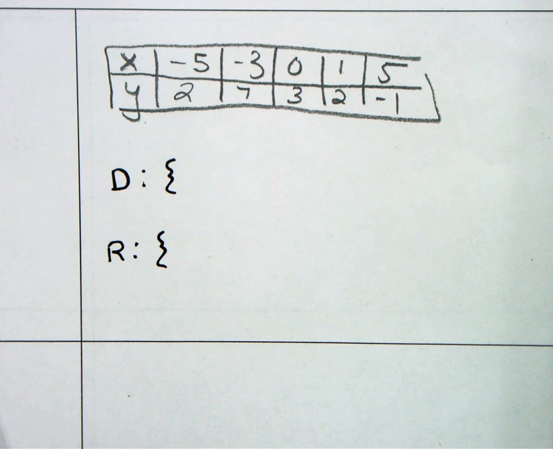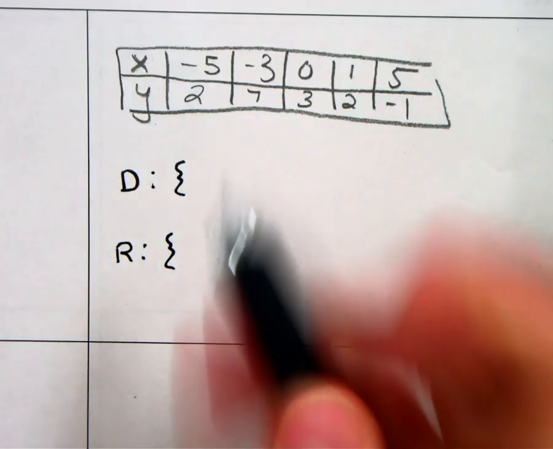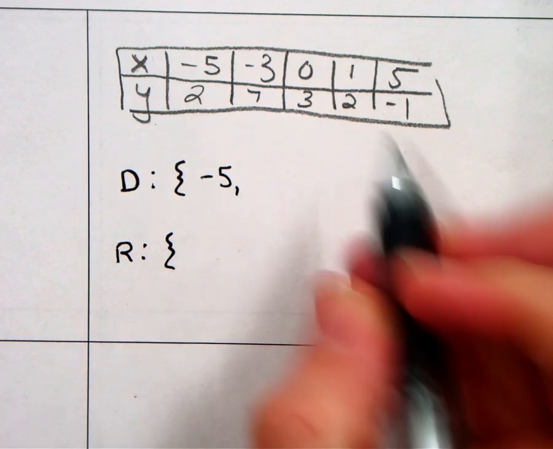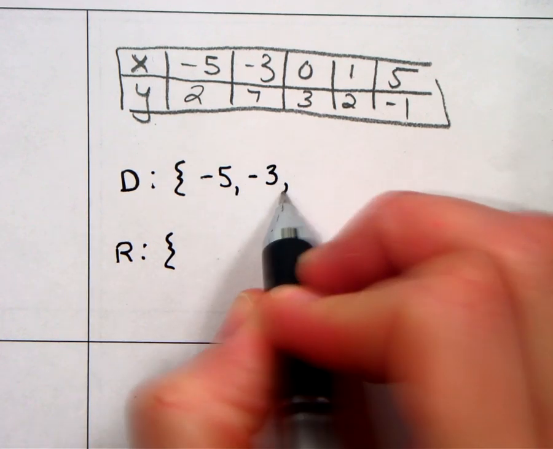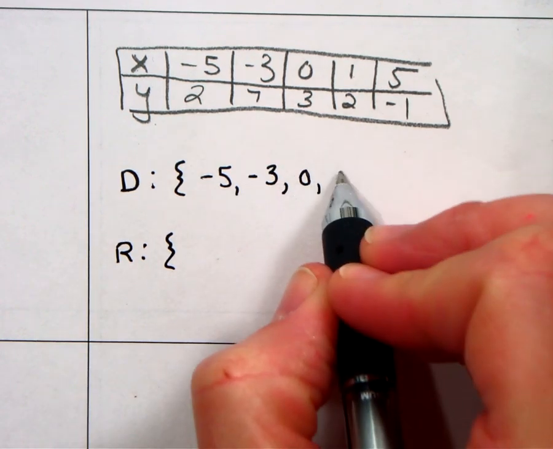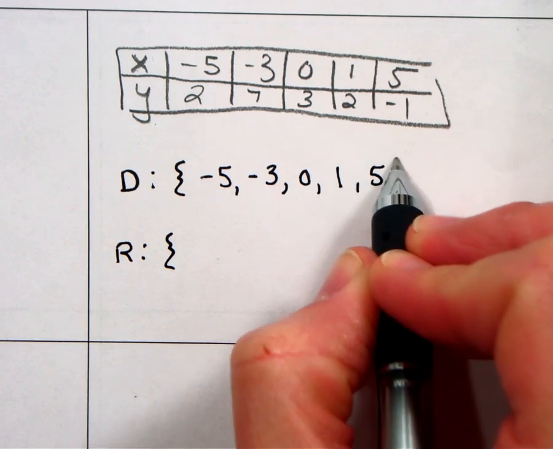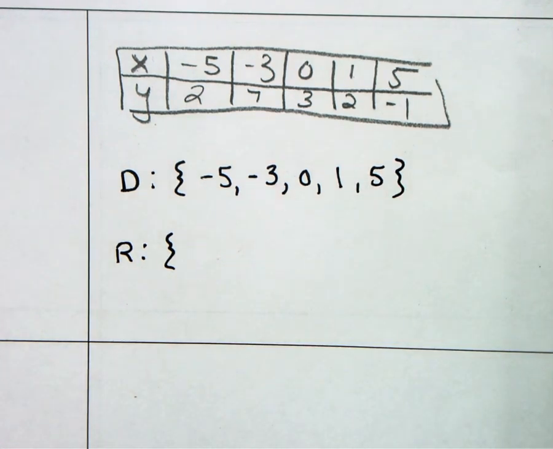Okay. Give me your domain. What do you think? Go ahead, Abby. Go for it. -5, comma -3. Yep. 0. 1. 5. In order. They were already in order, right? Yep. Lucky us. So basically, she just wrote down the numbers in the X row, right? Because they were already in order.